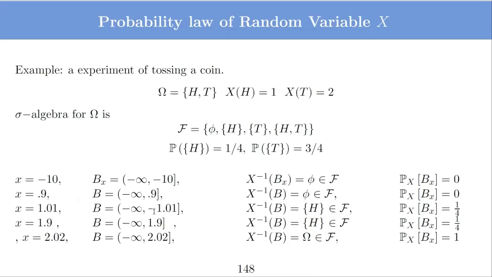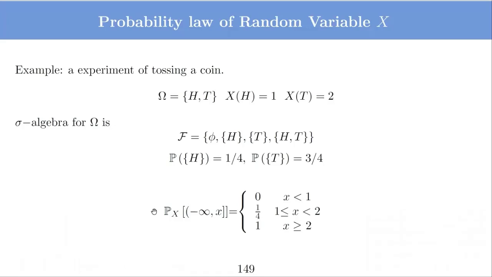Similarly, if you take 2.02, X inverse of Bx is the complete sample space. So the probability of this Bx for x equal to 2.02 will be the probability of capital omega, which will be 1. So specifically we say the probability law of Bx, or the probability of Bx, sometimes in this way.